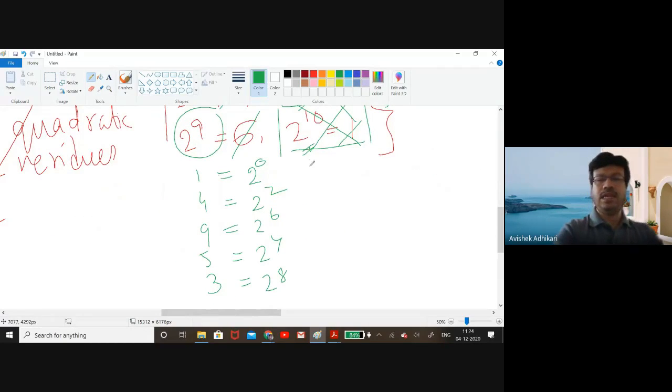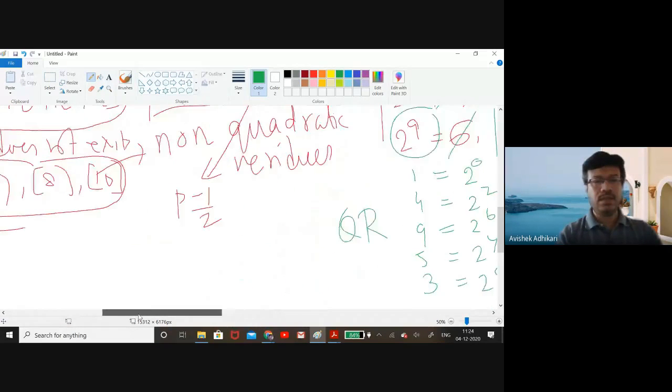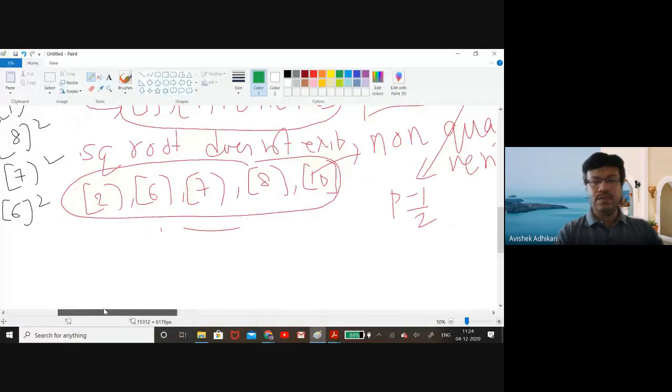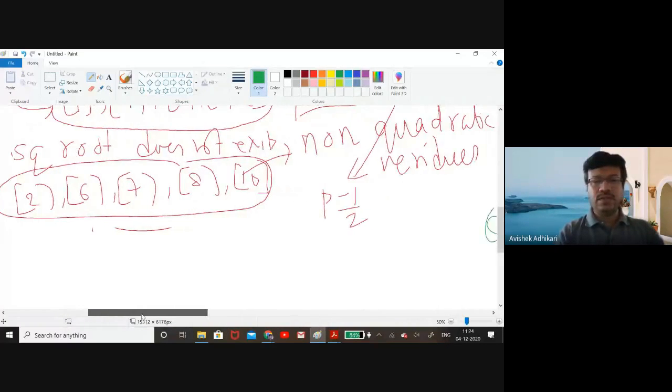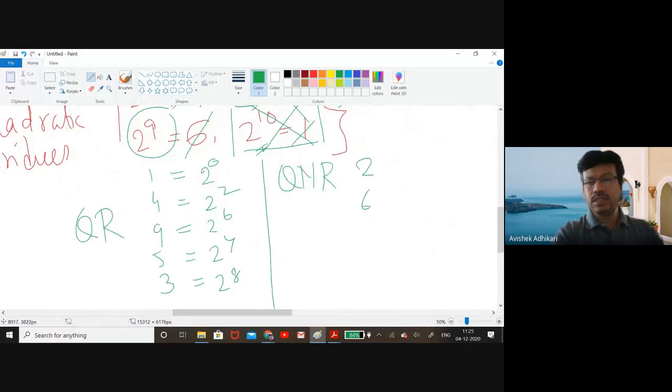Right? And so they are the quadratic residues. And let's see the quadratic non-residues. Who are they? They are 2, 6, 7, 8, and 10.